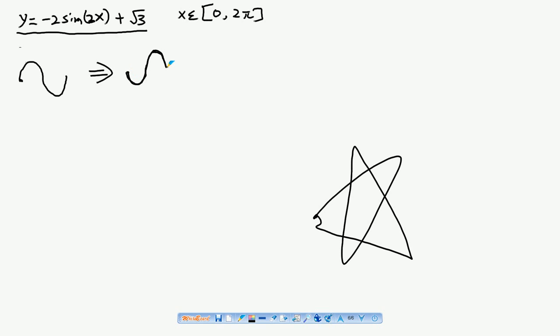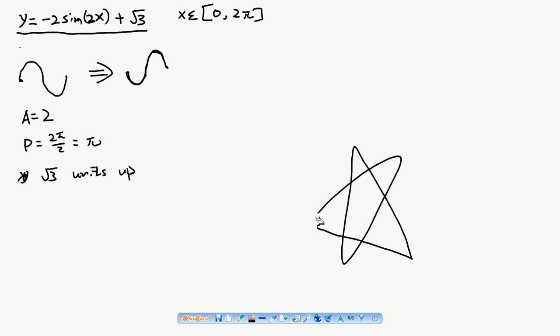The amplitude of the graph is 2, and the period is 2 pi divided by 2, which is pi. There's no horizontal translation, but there is a vertical translation. We translate square root 3 units up.